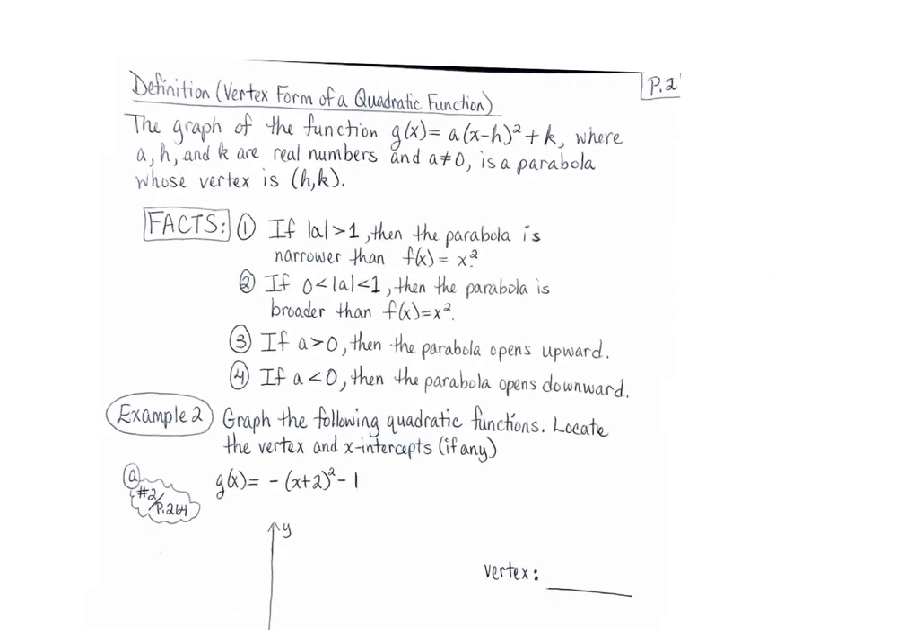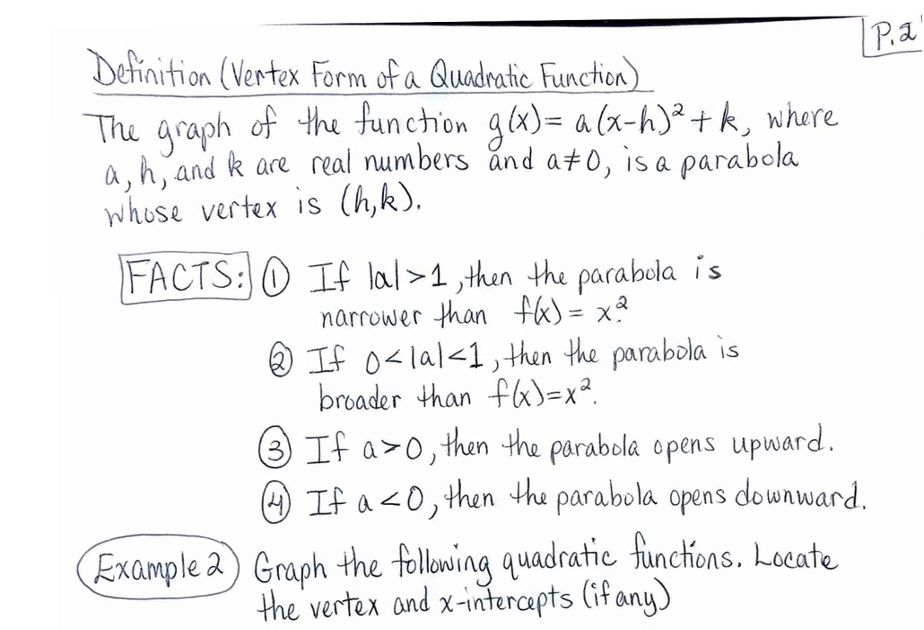All right. So back to quadratic functions. So a definition, the vertex form of a quadratic function, the graph of the function g of x equals a times the quantity x minus h squared plus k, where a, h, and k are real numbers and a is not 0, is a parabola whose vertex is h, comma, k. So notice, this function is the vertex form of a quadratic function.